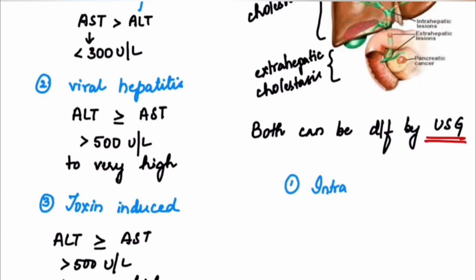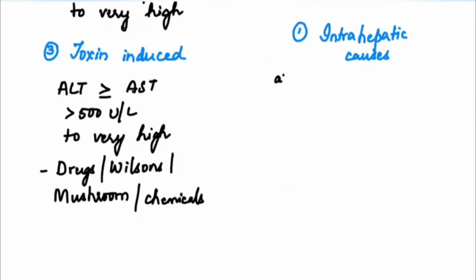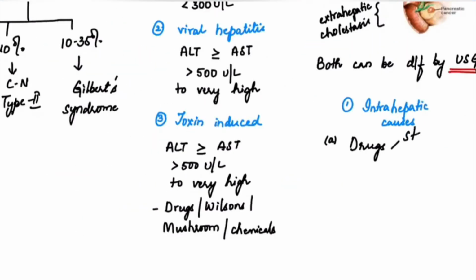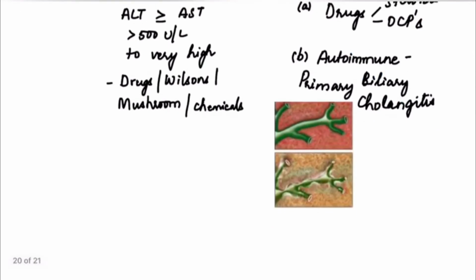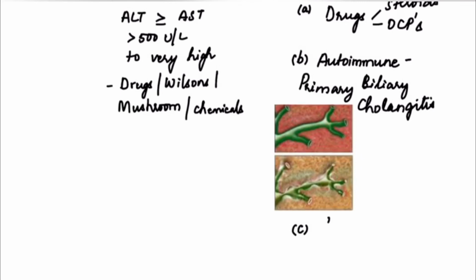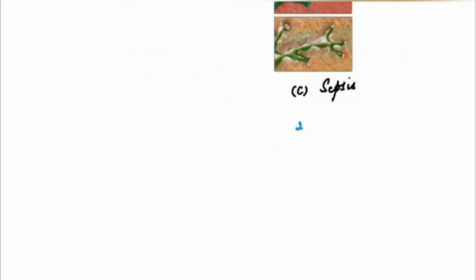Okay. Now looking at intrahepatic causes of cholestasis. Again very important, and the first and foremost is the drugs, especially steroids and oral contraceptives. The second cause could be autoimmune conditions like primary biliary cholangitis. So this is a picture here. Okay, and the third cause could be a simple sepsis. These are the causes of intrahepatic cholestasis.